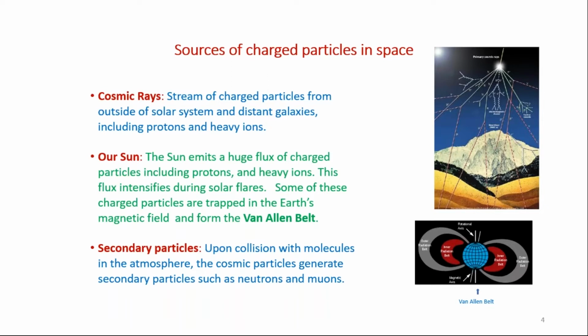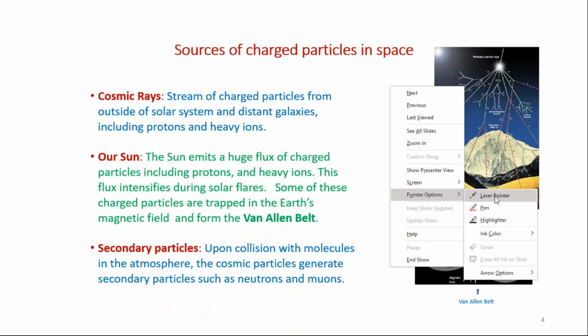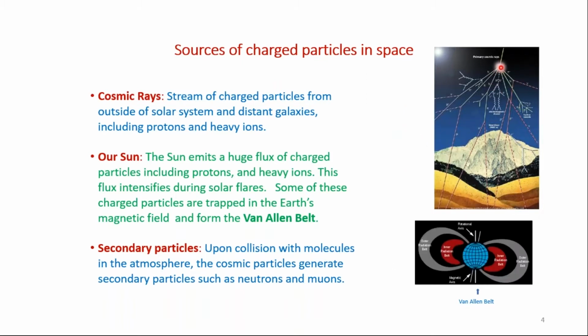And finally, the secondary particles, you can see in this picture on the top. So let me, yeah, this is the pointer. So this primary particle could be a proton. When it hits the atmosphere, it could generate a cascade of secondary particles such as neutrons, muons, neutrinos, and so on. So a satellite that is being launched or in low orbit could also receive these particles.